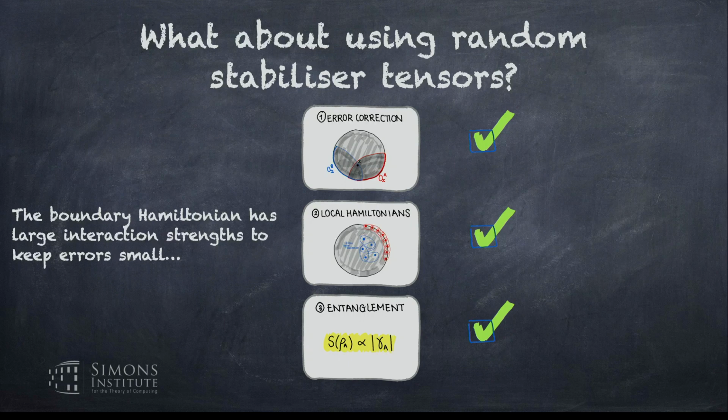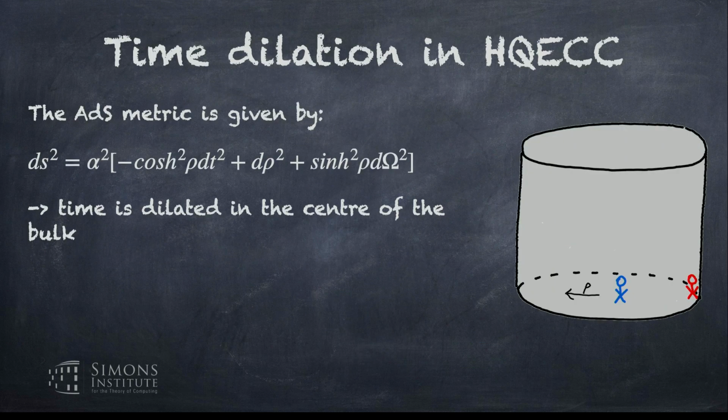Just to note, the boundary Hamiltonian has to have large interaction strengths to keep the errors small, and we'll come back to this point in a little bit. But first of all, to discuss the time dilation in AdS/CFT, the AdS metric is given by this expression here, which I'm not going to attempt to read out.